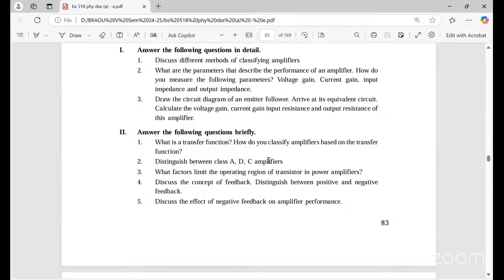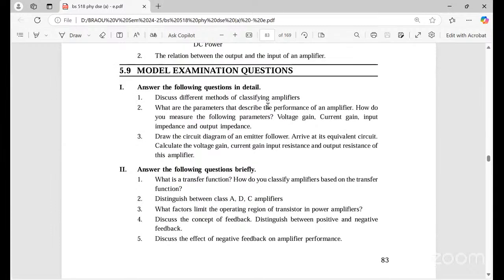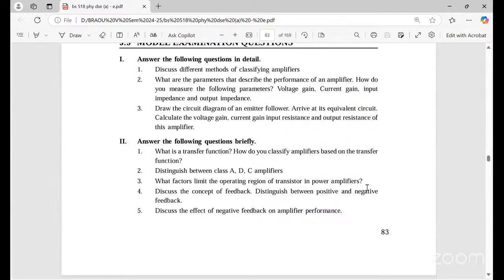Distinguish between class A and class B amplifiers. This question is asked many times as an essay question. Different methods of classifying amplifiers.